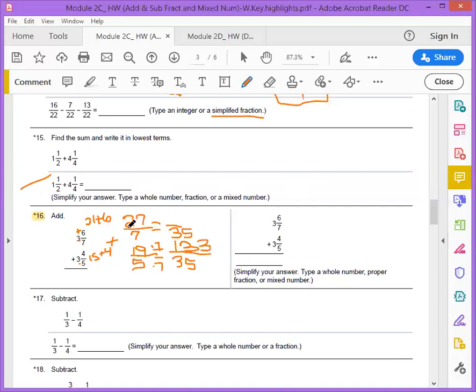In the top fraction, what do we multiply 7 by to get 35? We had to multiply by 5. So we must also multiply in the numerator times 5. 27 times 5 in the numerator gives us 135.